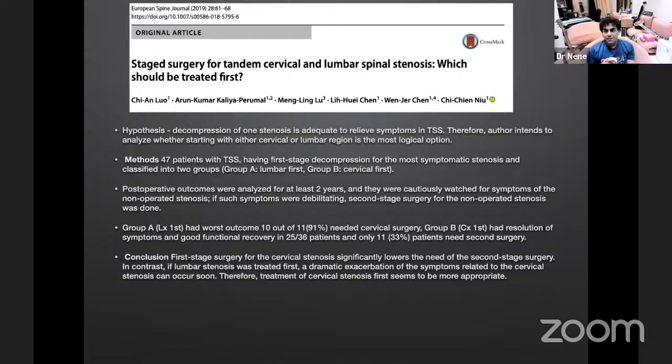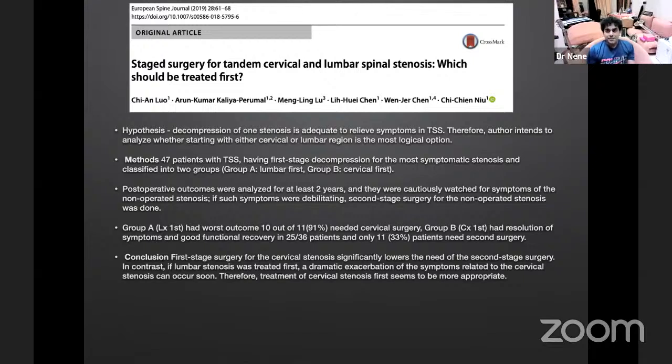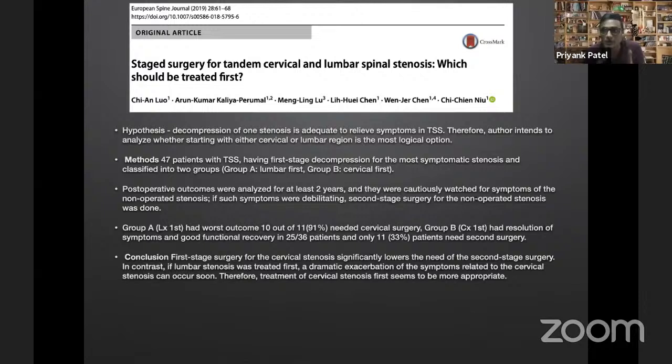Anyone else? Priyank, Sameer? Sir, suppose both are symptomatic, or both are not symptomatic. If the lumbar is symptomatic, and the signs are in the cervical.